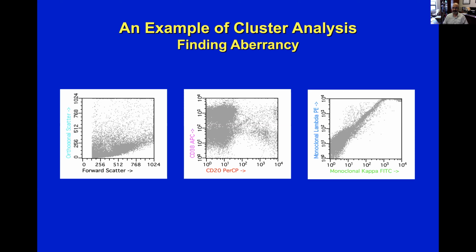And so instead of having all these 15 different things open in front of you, we have honed it down here to 3 plots. This was 4-color analysis back then. You have your forward scatter and side scatter, so size and complexity. You have your CD20 and CD38 in this tube, and you have your Kappa and your Lambda.